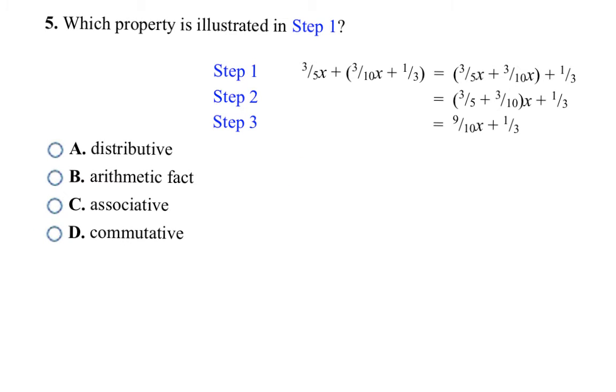Number 5 here wants to know which property is illustrated in step 1. So if I look at where we began and what I wrote next for step 1, I look and the parentheses are around the last two terms, so they're wanting to add the last two terms first, and then the parentheses are around the first two terms. They're wanting to add those two first. But because it's addition, it doesn't matter which order you added. So since I changed which two were grouped together to be added first, that's going to be the associative property, which is choice C.